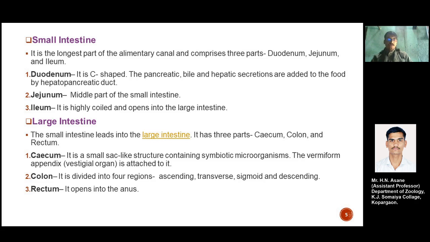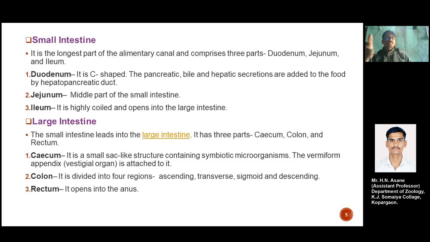The pancreatic, bile and hepatic secretions, which are secreted by the digestive glands, are added by the hepatopancreatic ducts, and these ducts open into the duodenum.